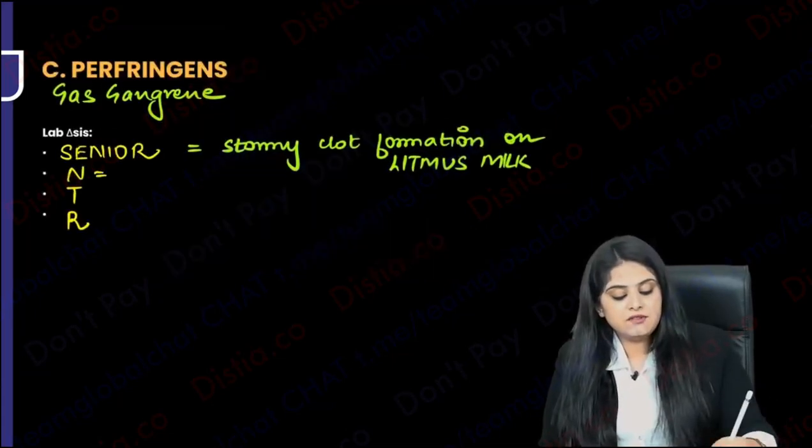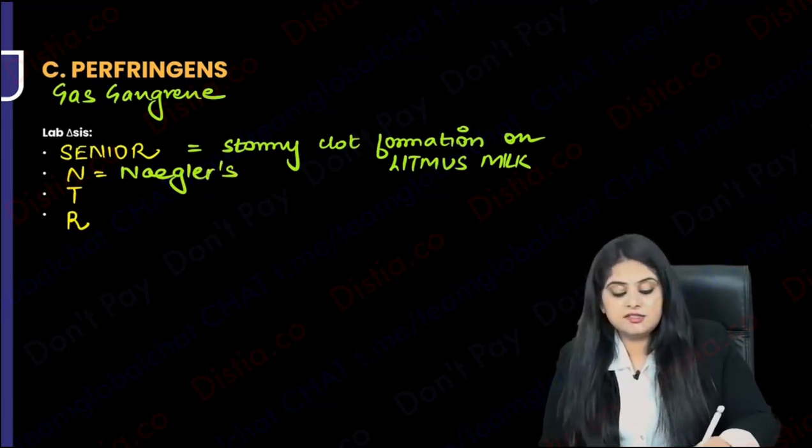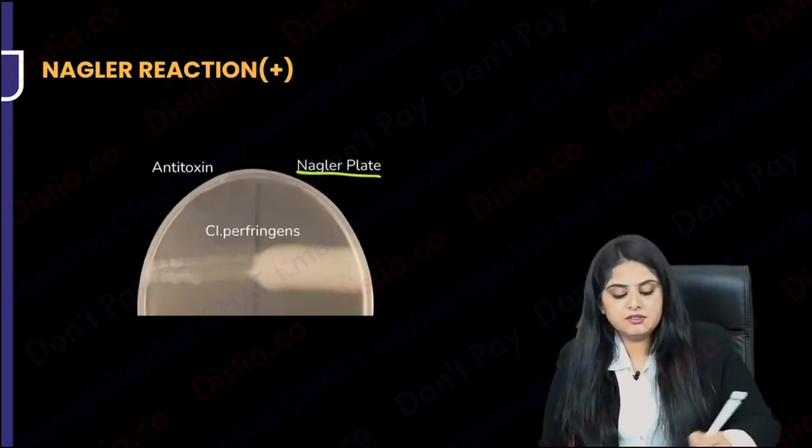N stands for the very famous Nagler's reaction. Now this is important because this gets you image-based, theoretical, understanding, subtype ka question. So what is Nagler's reaction? Have a look at this slide over here. Firstly, what do you have? It's a culture plate, and this Nagler plate is famous for what?